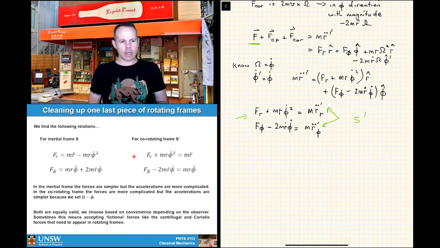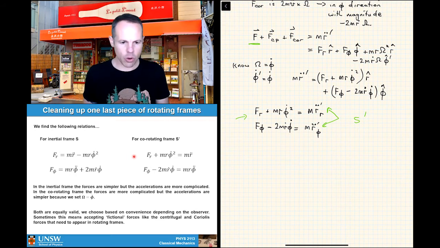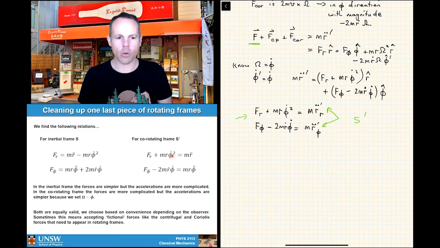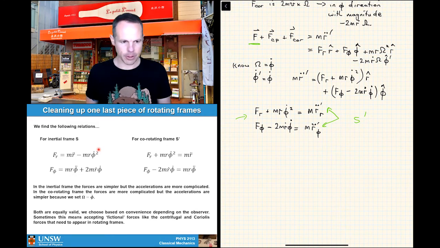The other important thing here is that both are equally valid, okay? And what we can do is choose which one of the two we want to work with based on convenience for the maths, okay? Sometimes it's easier to deal with these terms as added-on forces in a co-rotating frame. Sometimes it's easier to deal in the inertial frame and deal with them as accelerations. Either approach should give you the same answer as long as you do the maths carefully enough, okay?